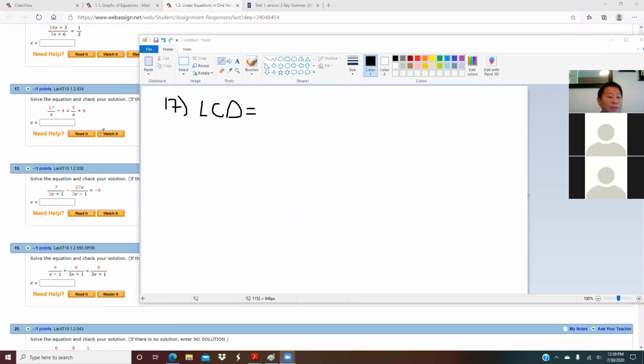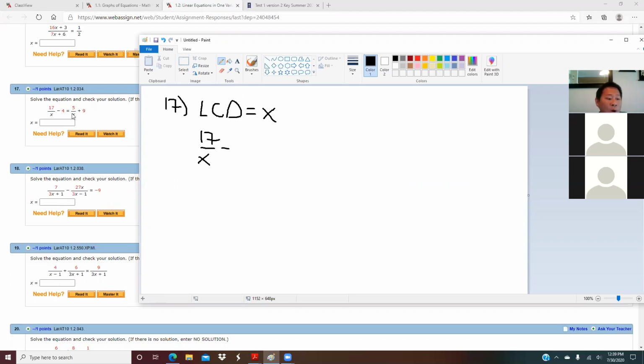For question 17, your LCD in this case is 1x, or just x. So again, I want to make all the denominators look like x. So 17 over x; this one already has x, so you do not need to do anything.